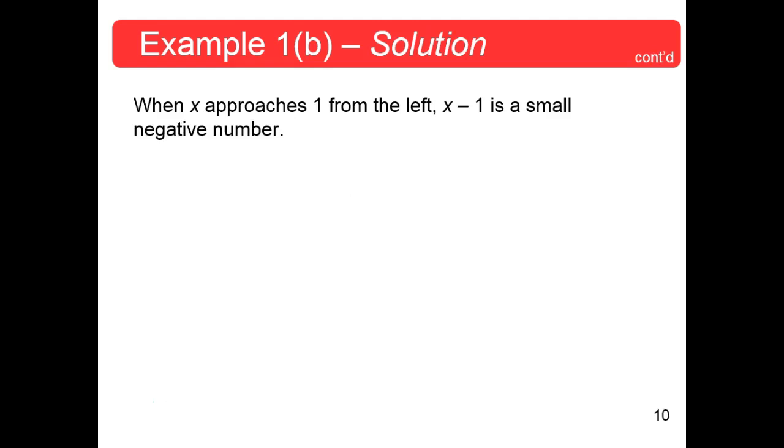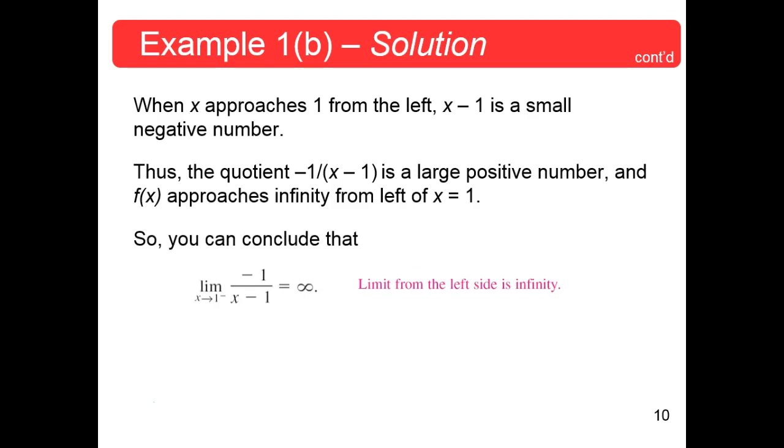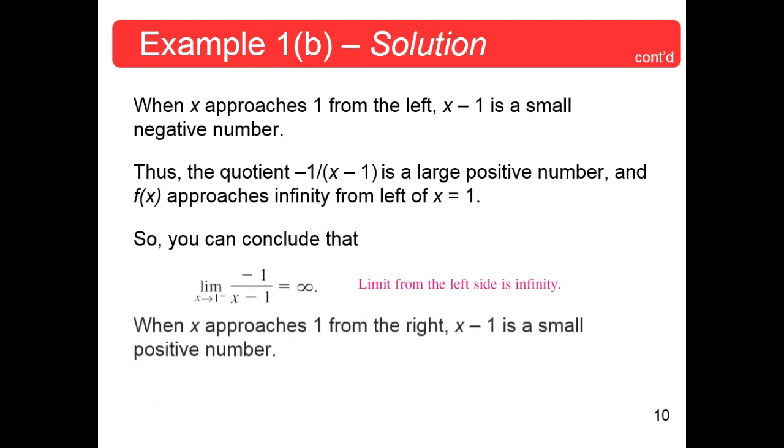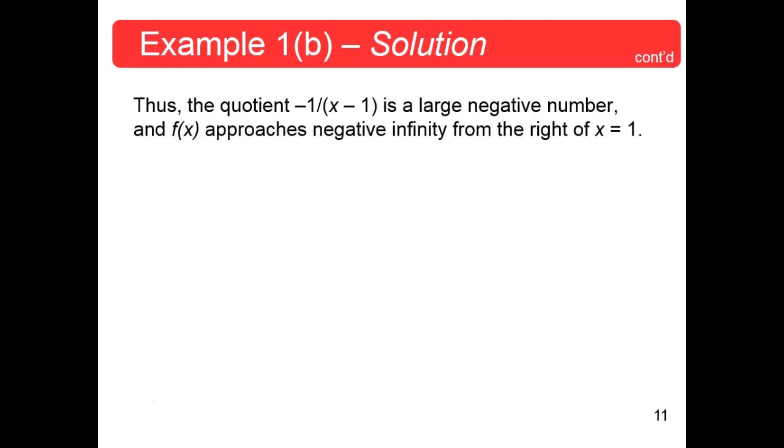Whereas when x approaches 1 from the left-hand side, x minus 1 is a very small negative number, but a negative divided by a very small negative is going to be a very large positive number, so it's approaching positive infinity from the left, negative infinity from the right. Okay? Positive infinity from the left. When it approaches 1 from the right-hand side, that's a very small positive number, and then when you divide that into negative 1, you would get a very large negative number. So it approaches negative infinity from the right.